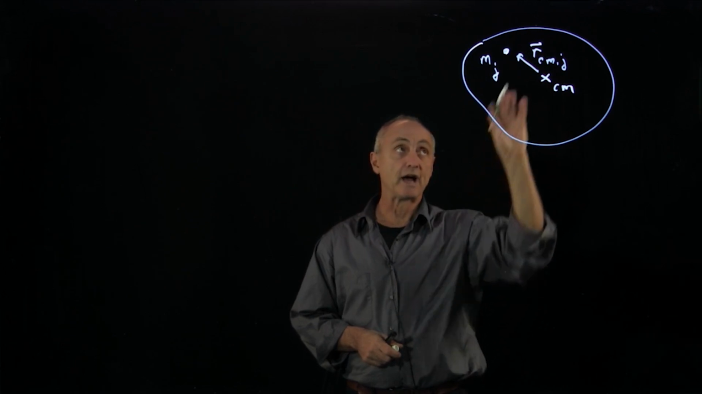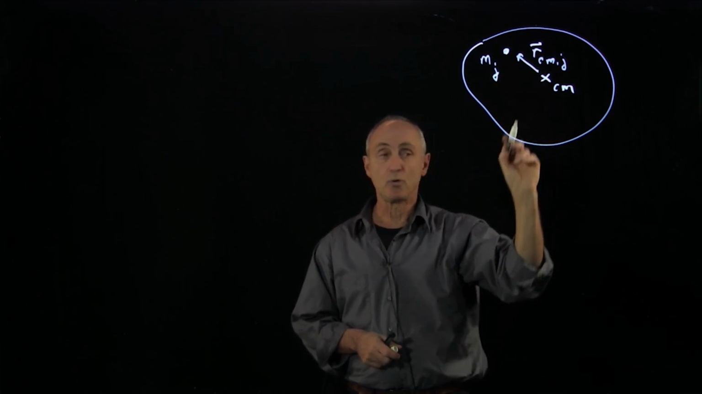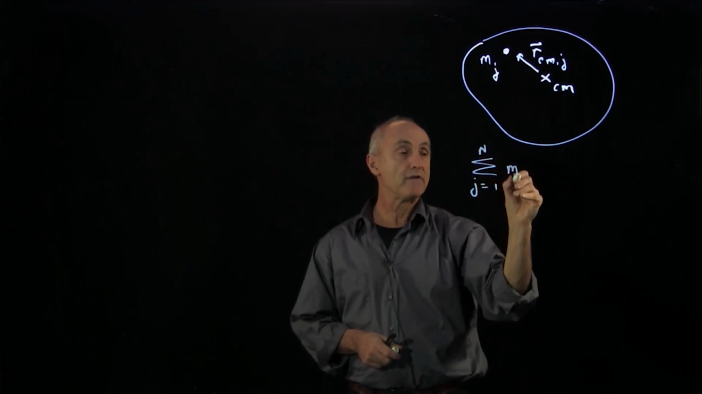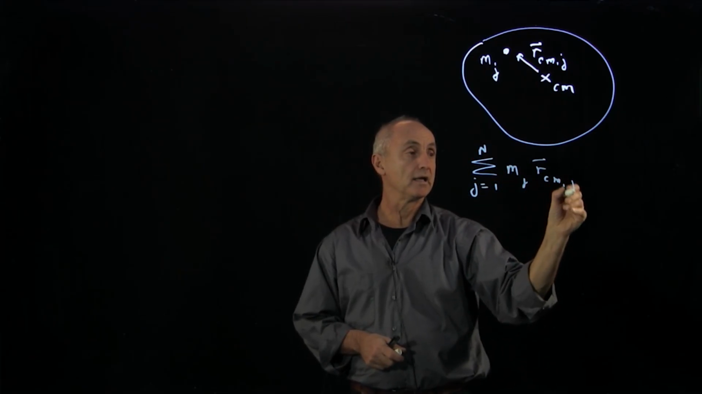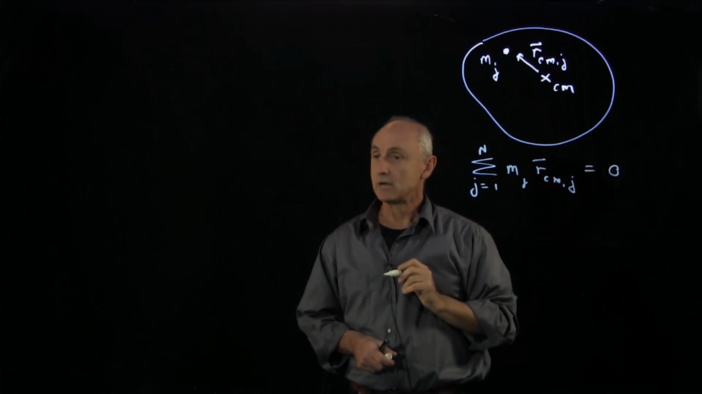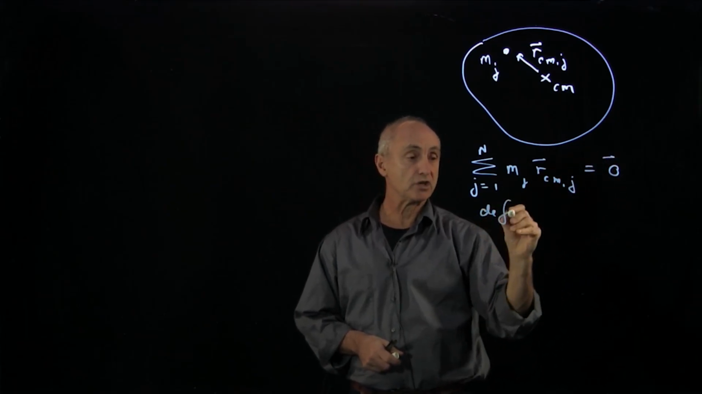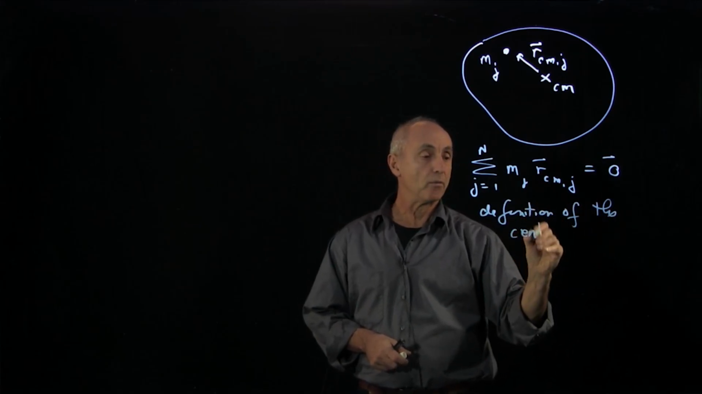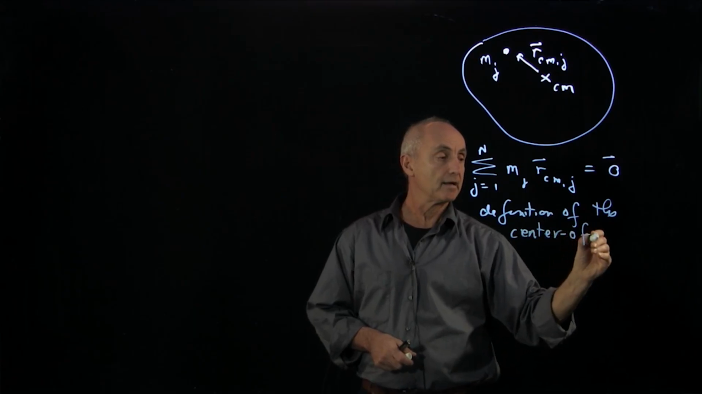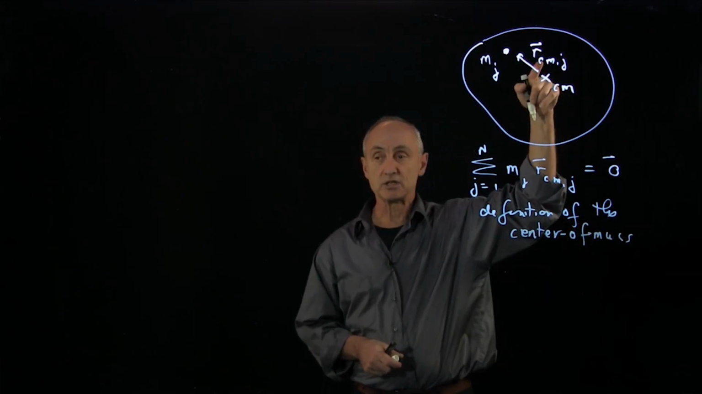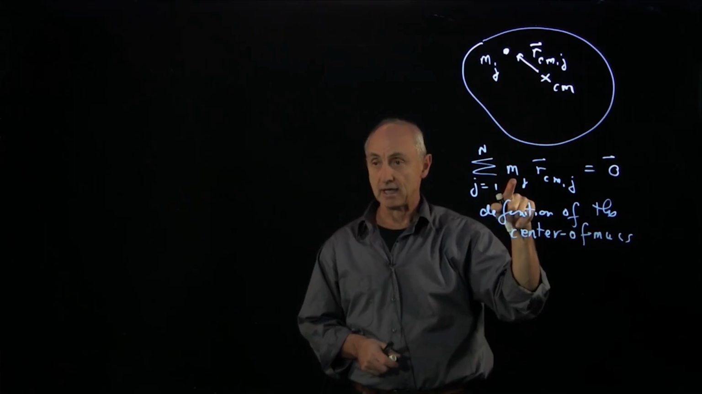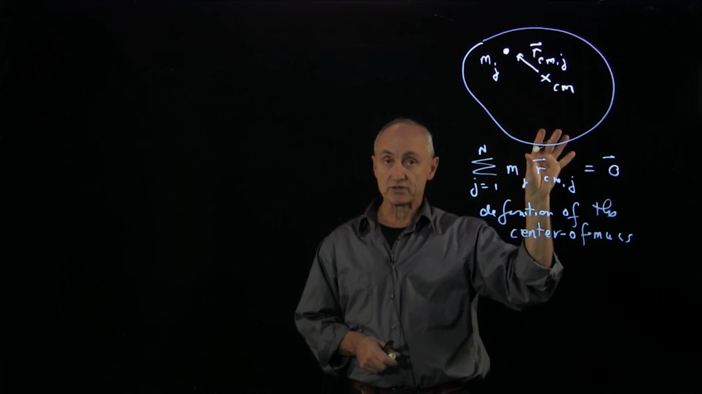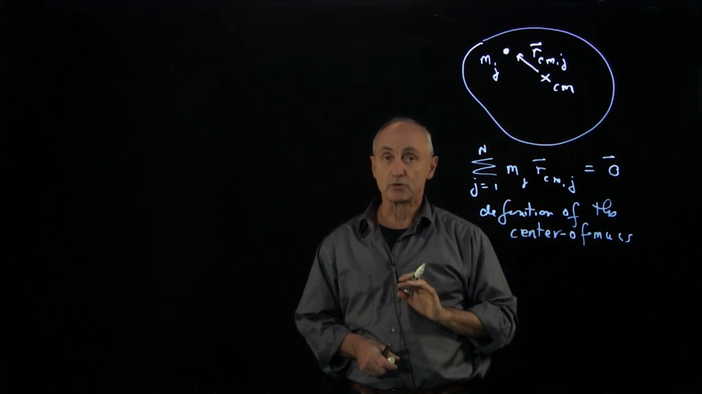Now, how we want to define this particular point is that when we make the sum from j equals 1 to n over every single point in this body, then that will be 0, and this will be the definition of the center of mass. That when you add up the position vector with respect to this point, weighted by the mass, and you add up all of those vectors, you'll get 0.